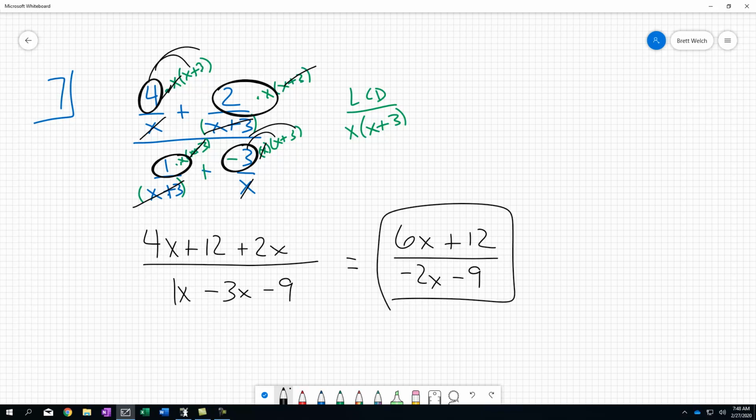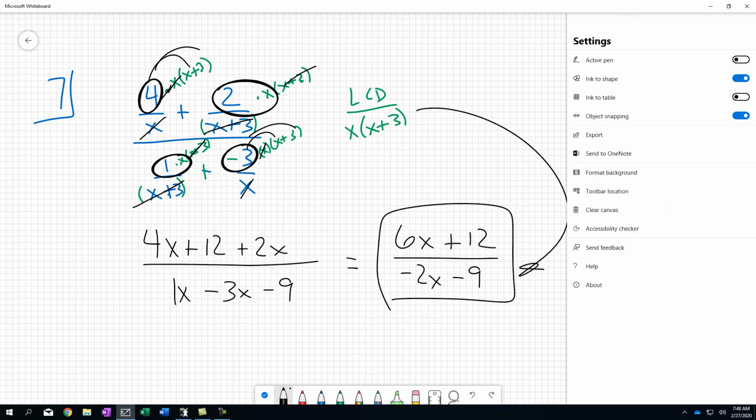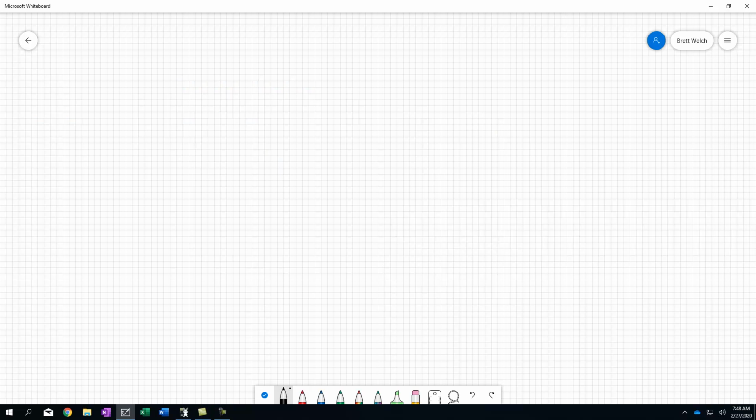And we're there. Okay. So again, is the LCD in my answer? No. Question number 6, though, I get a lot of people who try to cancel the LCD. Number 6, the LCD needs to show up in your answer. Number 8, we're almost there.